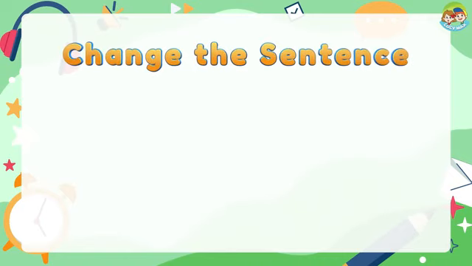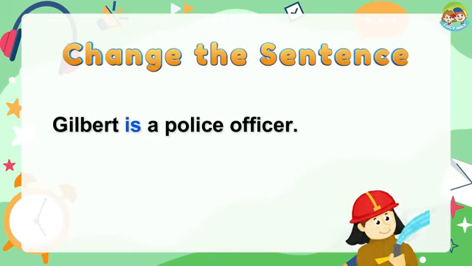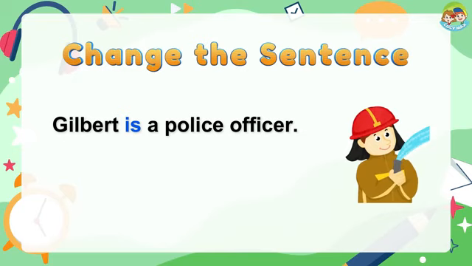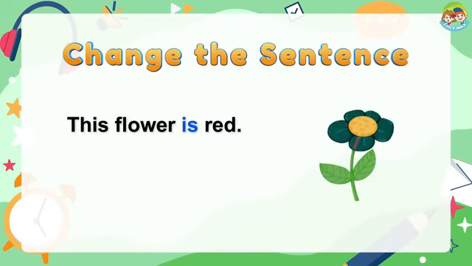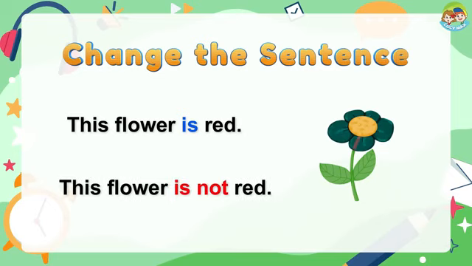Change the sentence into a negative sentence. Gilbert is a police officer. We put not after be verb. The negative sentence will be Gilbert isn't a police officer. This flower is red. Once again, put not after be verb. This flower is not red.